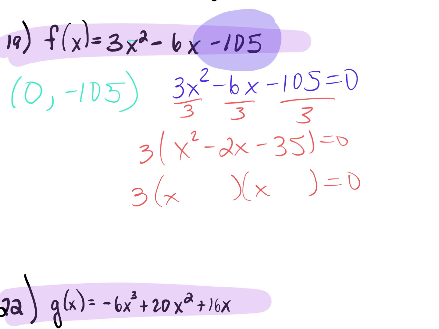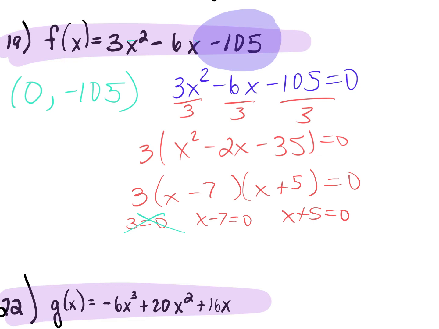7 and 5. Minus 7 plus 5. Everybody agree? Okay, so now what do we do? We set each piece equal to 0. So I have 3 equals 0, x minus 7 equals 0, and x plus 5 equals 0. Guys, does 3 ever equal 0? No, so that's not one.